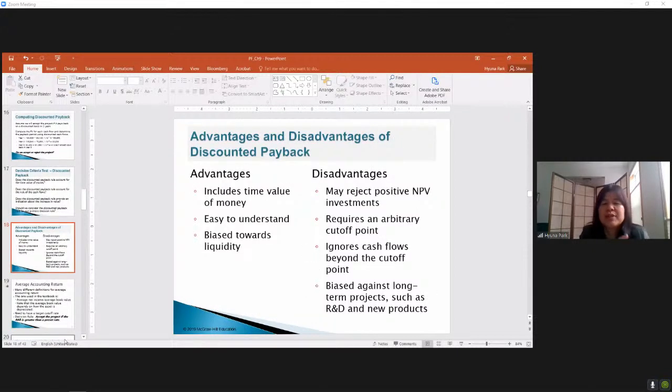So the advantages and disadvantages of the discounted payback rule. Advantages include that it includes time value of money, it's easy to understand, and it benefits projects that provide higher liquidity. So that's a good thing. But the disadvantages: the discounted payback rule may reject positive NPV investments, it requires an arbitrary cutoff, and it ignores cash flows beyond the cutoff. So again, discounted payback is biased against long-term projects like R&D.